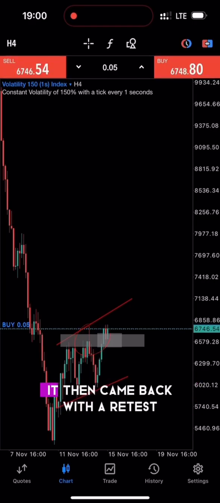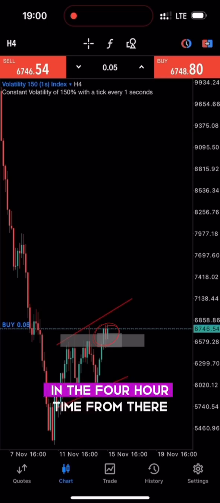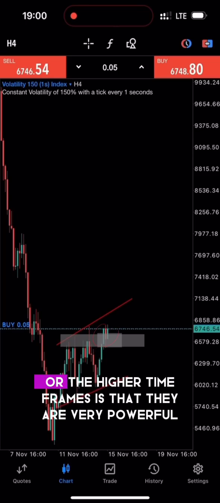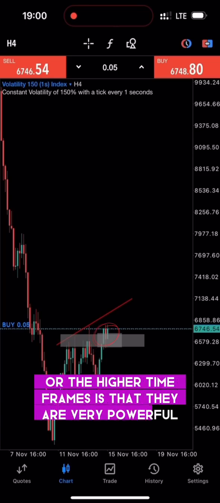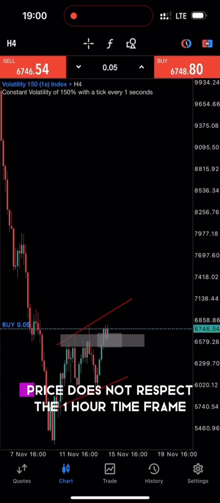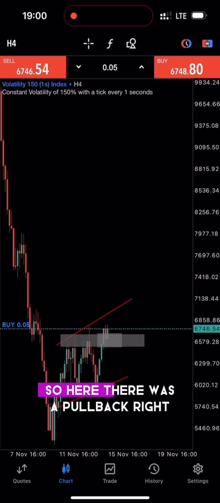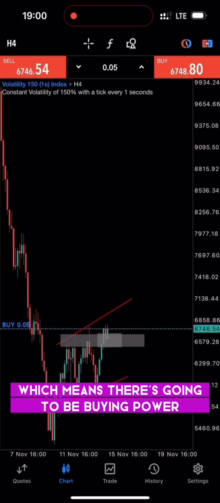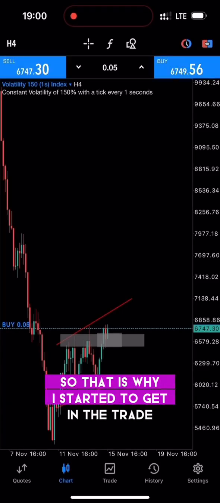When it did, it then came back with a retest in the 4-hour time frame there. And the thing I like about the 4-hour time frame or the higher time frames is that they are very powerful, and price usually respects them. Unlike the 1-minute time frame, price does not respect the 1 minute. So here there was a pullback, right? Which means there's going to be buying power. So that is why I decided to get in the trade.